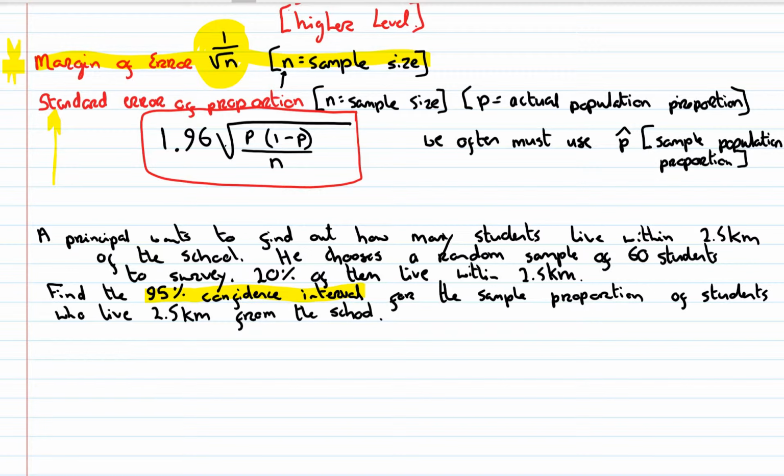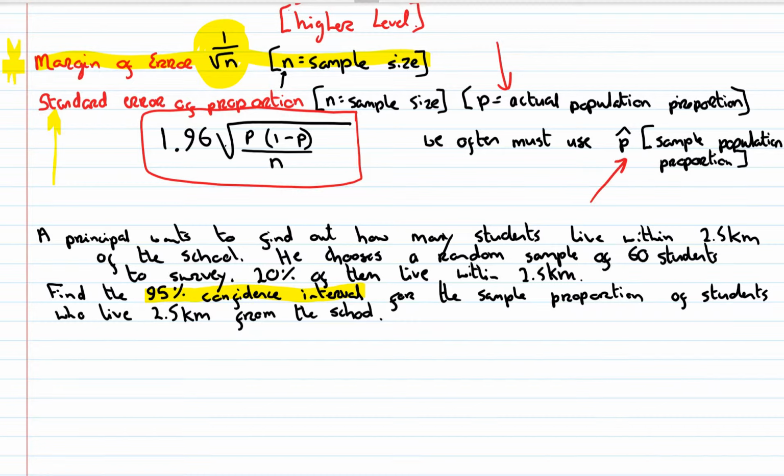And what that means is the true value of how many kids live within 2.5. In the case of this question, the true value of how many kids live within 2.5 kilometres of the school. Now, very often we're not going to know this actual or true population proportion. So what we very often have to do is, instead of using the actual population proportion, the actual amount of kids who live within 2.5 kilometres of the school, we have to use p hat.